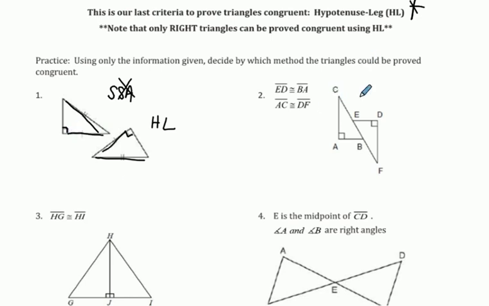Let's take a look at number 2. Here we're told ED is congruent to AB. We're also told AC is congruent to DF. In the diagram, we're shown that angle A and angle D are congruent. So again, we have right triangles, but we're also given two pairs of sides are congruent and the angle between them. So this wouldn't be HL, but it would be an example where we could use side angle side based on the order of the sides and angles given to us to be congruent.